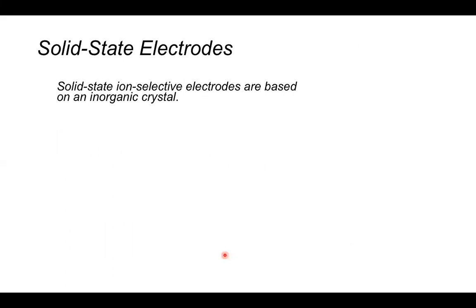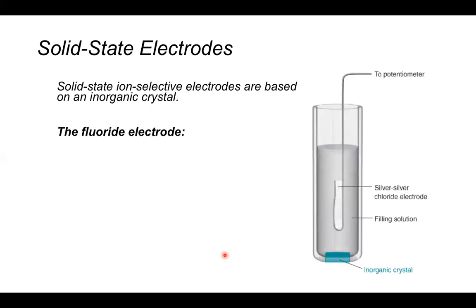Okay, so solid state electrodes are ion selective electrodes, and they're based on an inorganic crystal. The fluoride electrode is given here. So we have a silver-silver chloride electrode. We have a filling solution. So we have a silver wire, and then we have silver chloride pasted over it. And then we have a filling solution here. And then we have our inorganic crystal here, which is going to be our solid state electrode.